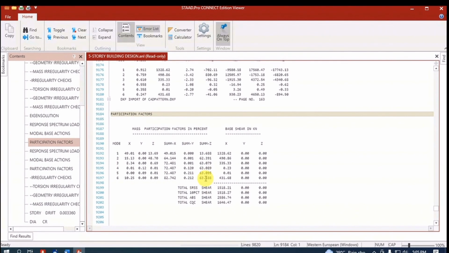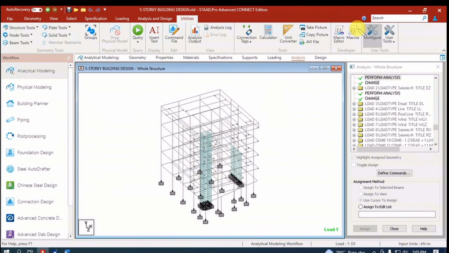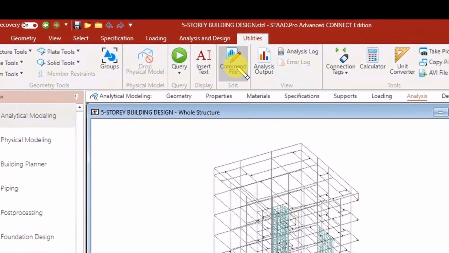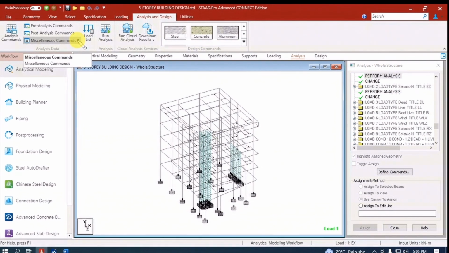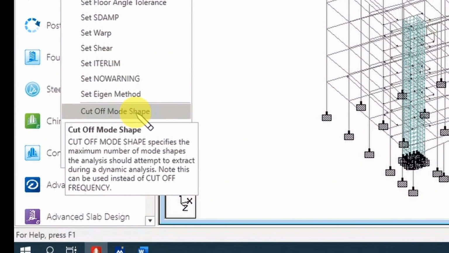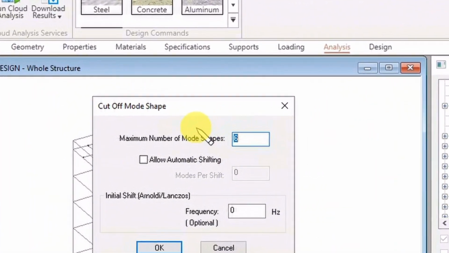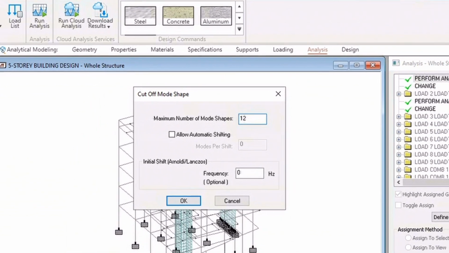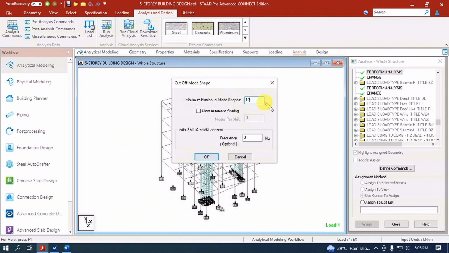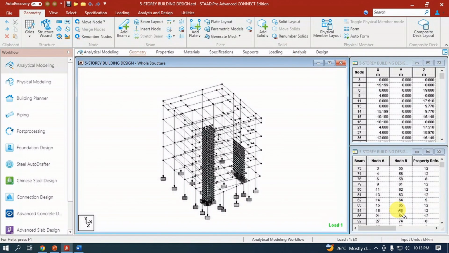Ang gagawin natin dito, exit tayo dito sa viewer. Punta tayo dito sa analysis and design. Then pasok tayo sa miscellaneous commands, then cut off mode shape. Nakikita mo, bago pa man, meron nang nakalagay na 6. I-enter mo lang dyan. Let's say, sabihin natin, 12 modes lang muna. Huwag natin siyang biglain kasi hindi natin alam. Baka mamaya sa 12 modes, makukuha na natin yung minimum requirement. Uulit-ulitin lang ito until both X and Z direction has reached at least 90% participation factor.